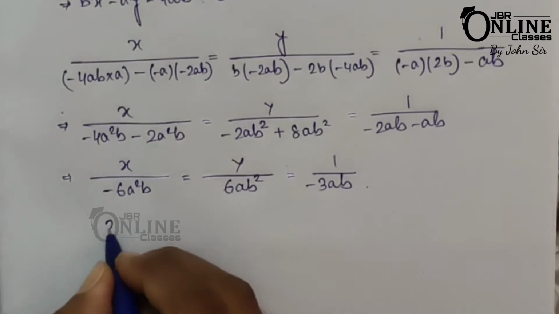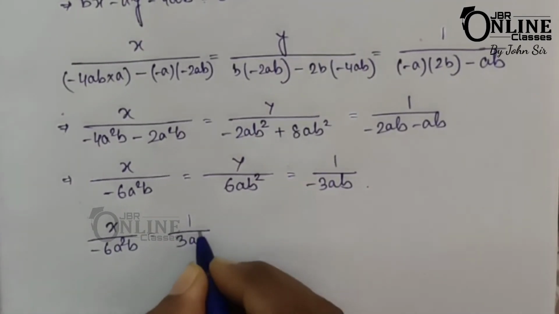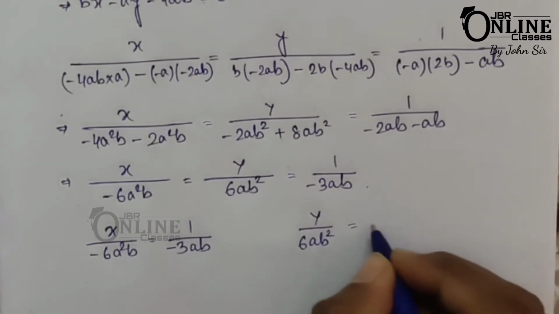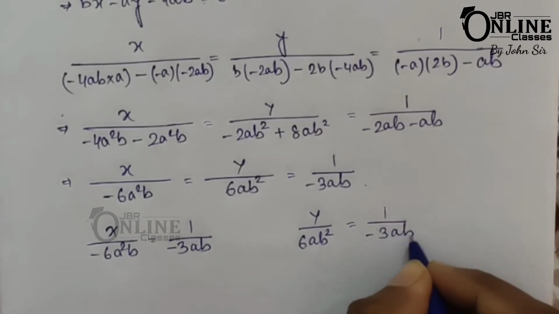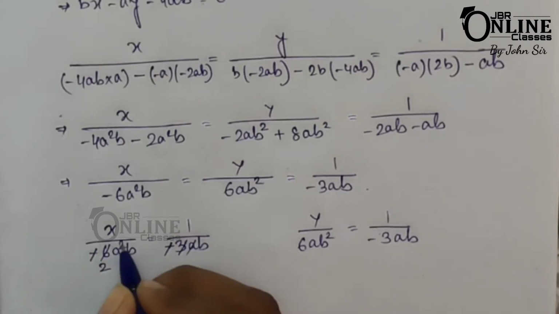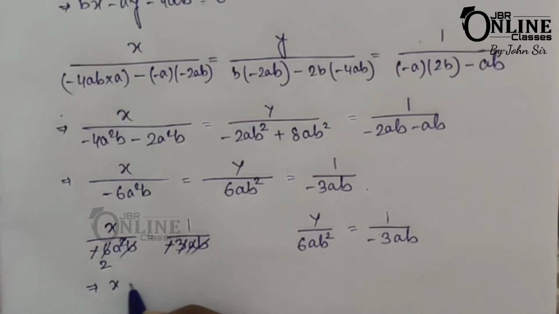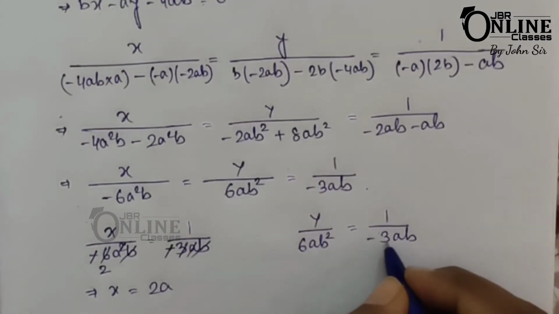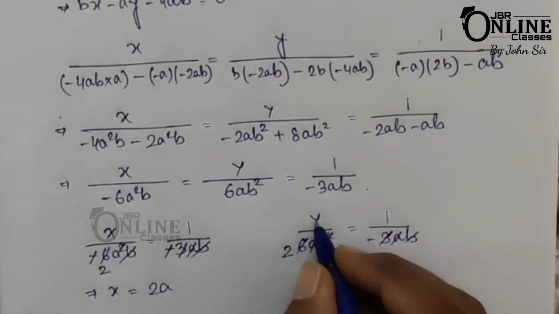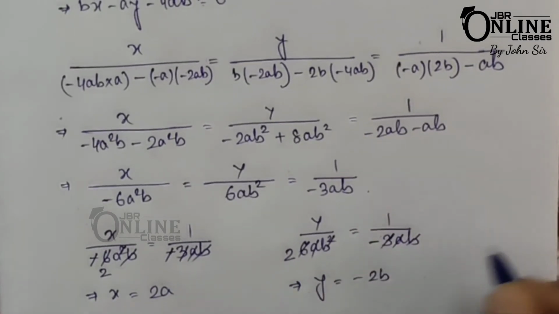Okay, so just find out the value of x. So write down this one and this one, and for y, so y by 6ab square, and that equal to 1 by minus 3ab. Now minus minus cancel out, 3 6 2, a cancel out, bb, so that becomes x by 2a equal to 1. So from that x equal to 2a, and here 3 cancel out with 2, so a and is b. So here y by 2b, so y equal to minus 2b.